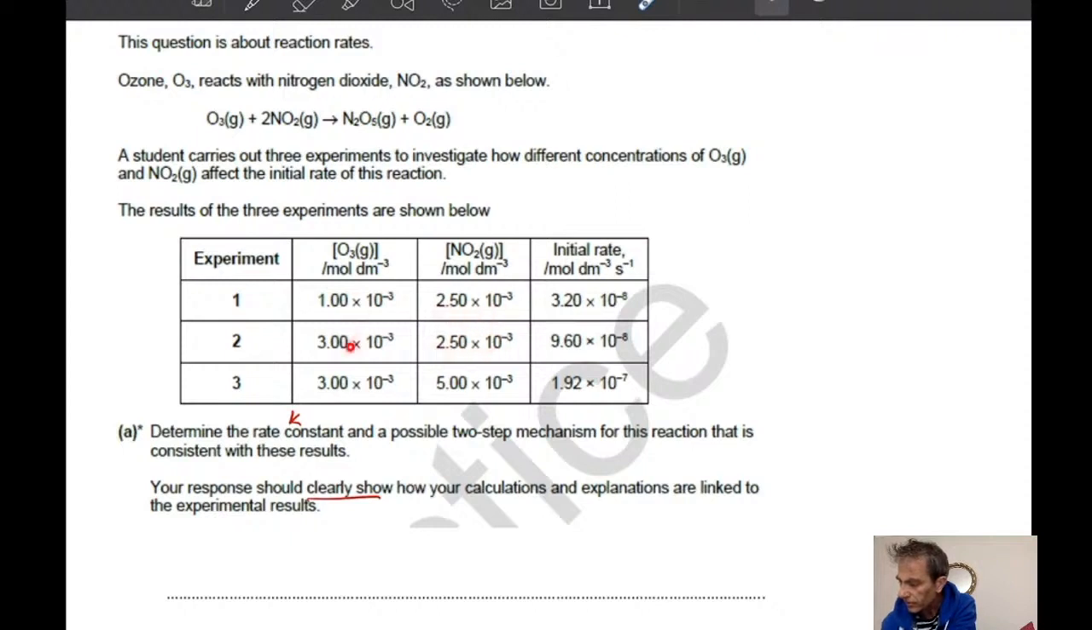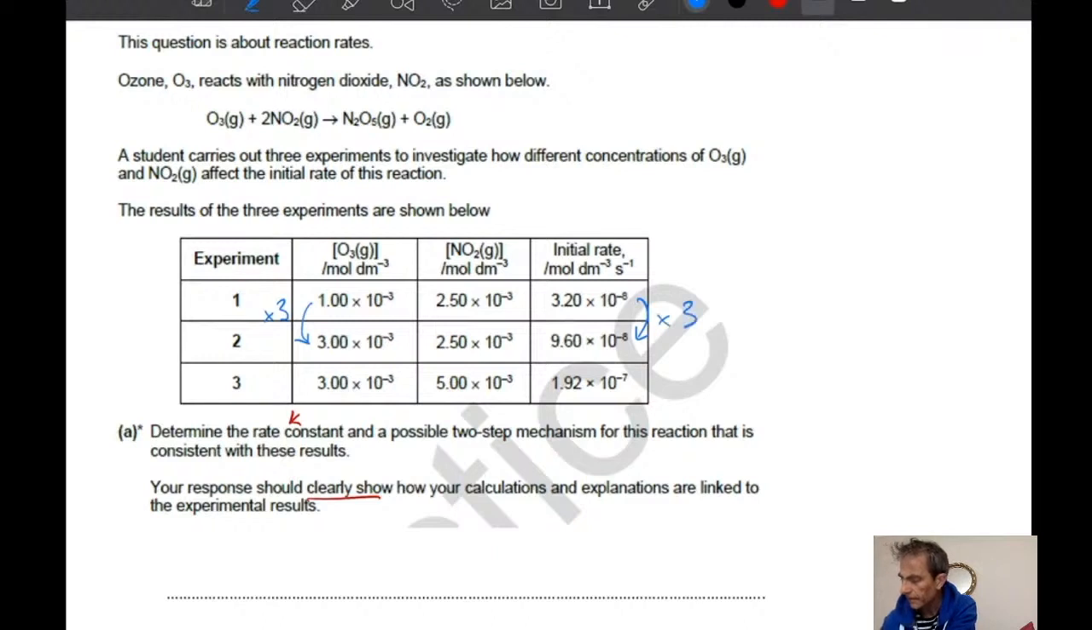Right, so this trebling in concentration of ozone is affecting the rate, because you can see it's changed. So what I would strongly recommend you do is draw an arrow like that. Okay, so that's telling the examiner you're looking at those two experiments, 1 and 2. I would write there times 3, because that's a trebling in concentration. And then go like that. And you can see that 3.2 up to 9.6, obviously times 10 to the minus 8, is also a trebling.